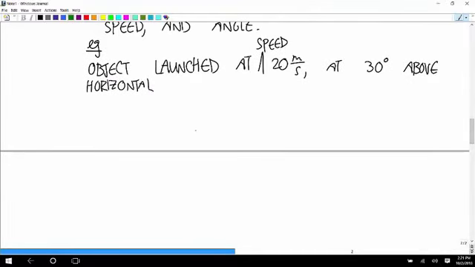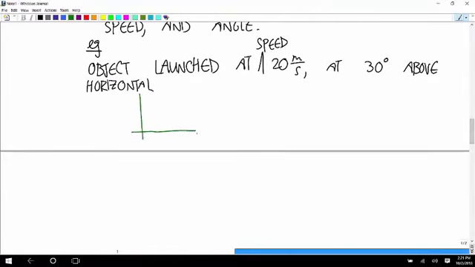And say we're using a coordinate system like this. Then at the instant that it's launched, you would draw the velocity vector like this. It has a magnitude of 20, and it makes an angle of 30 degrees above the horizontal. You could think of this with the units.